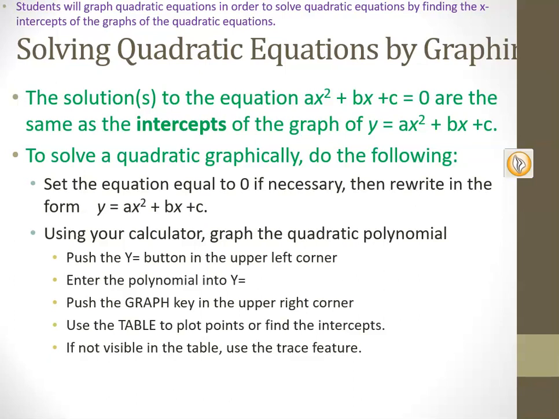So to solve a quadratic graphically, we need to do the following. You want to set the equation equal to 0, then rewrite it in this form. Then use your calculator to graph the quadratic polynomial.